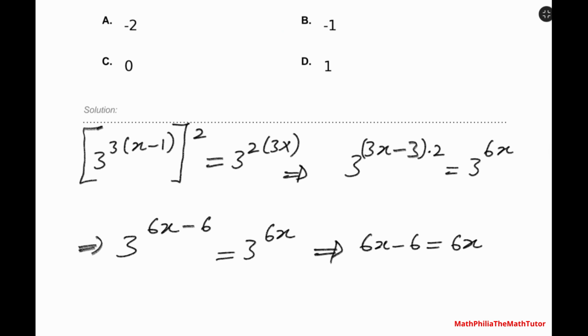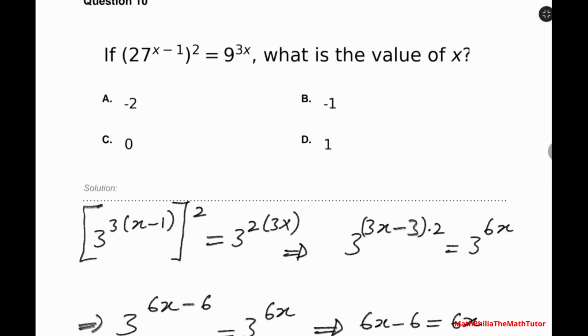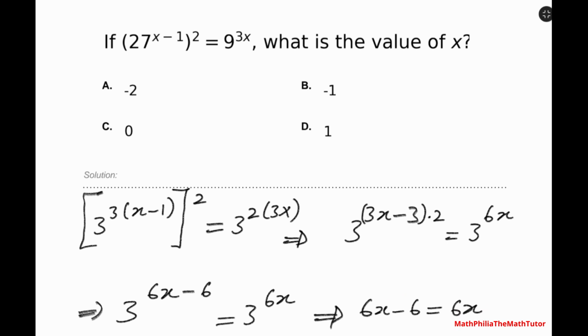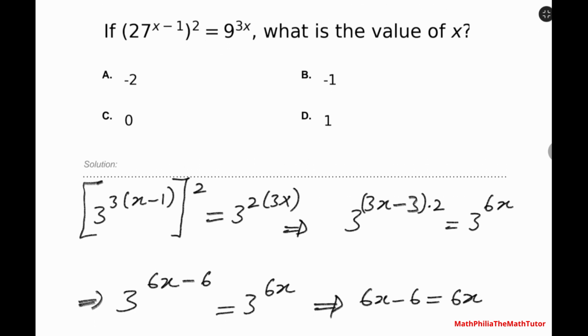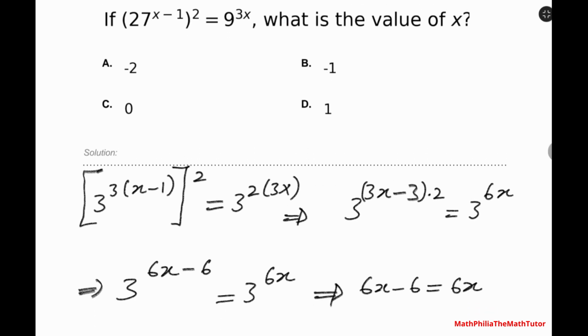Oh, wait a moment. There is a mistake, because this is not possible. If you move this here, it's just going to be 0 is equal to 6, which is not true. Where's the mistake? 9 is the same as 3 raised to the power of 2. Well, there's no mistake. The question has a problem.